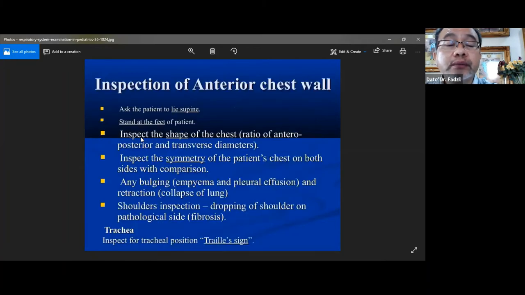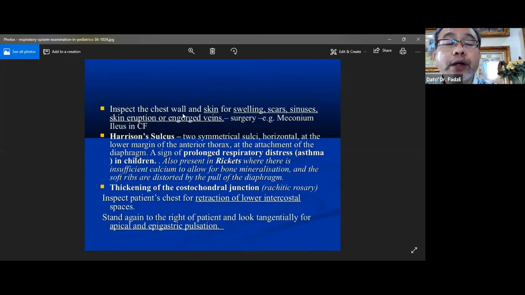And then look at the chest wall for any swelling, scars, any skin eruption and ghost veins. And then Harrison sulcus, very important to recognize. It is a bilateral symmetrical groove at the lower margin of the anterior thorax. It tells you about over usage of the diaphragm. Usually at the insertion of the diaphragm, over usage results in deformity of the chest. We call it Harrison sulcus, and then you look for retraction of the lower intercostal space.